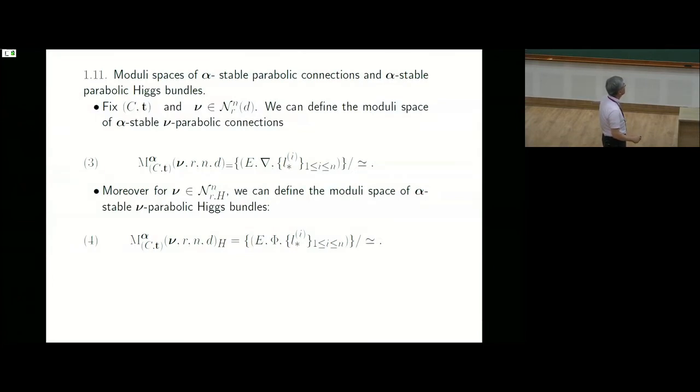So the M^α_{C,t,ν}(R,D) is just a set of isomorphism classes of these new λ-connections. So λ is one case, sorry. This is just a set of isomorphism classes. This is our moduli space. And also for the new, you can define the isomorphism classes of the new parabolic Higgs bundles, like this. α-stable new parabolic Higgs bundle. And also you can define the α-stable ξ-parabolic bundle of rank R and degree D, like this.